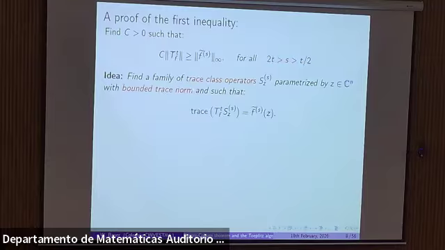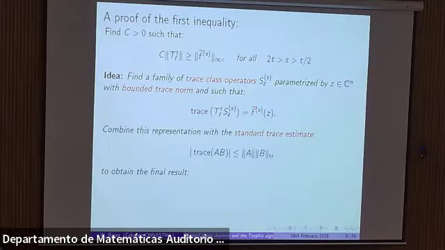And the idea is this. Berger and Coburn constructed a family of trace class operators depending on the point z in Cn, and depending on the value of s, with trace norm bounded uniformly in the parameter z, such that this heat transform can be written as the operator trace of the product of the Toeplitz operator with this family. So this can be constructed.